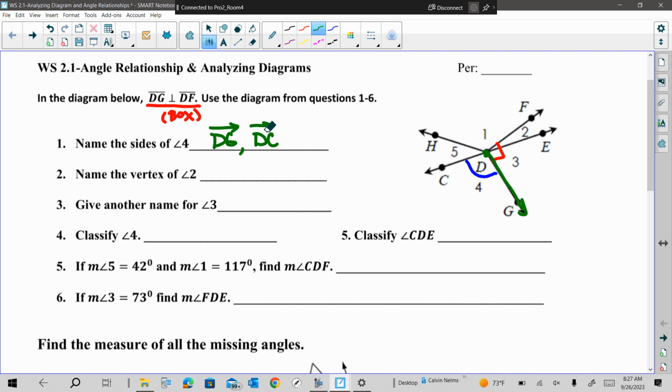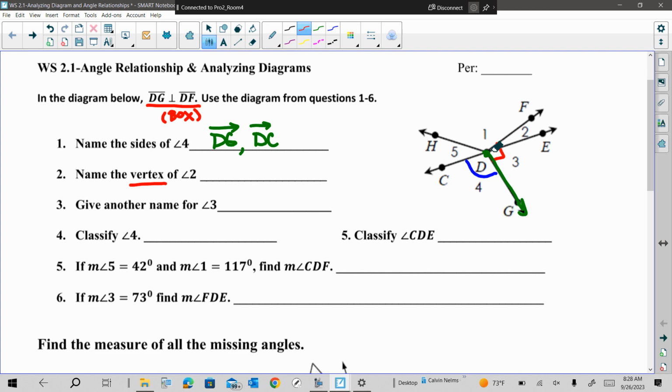Okay. For 2, now they're asking you to give the vertex of angle 2. Do y'all see the 2 is here and the end here? So do we see what the vertex is going to be? What letter? D. Yeah, D. Okay. All of these angles, 2, 3, 4, 5, all of them have a vertex of D because they have that in common.